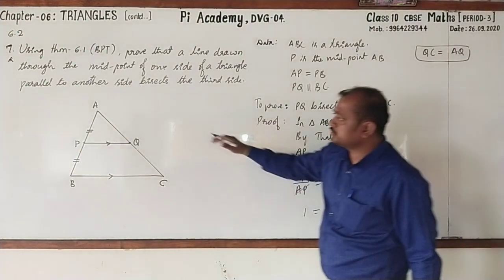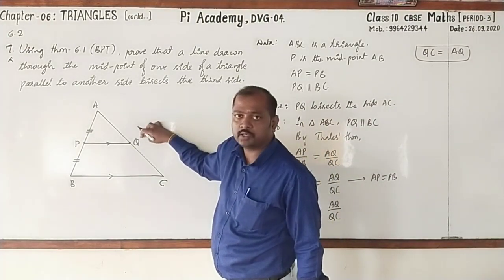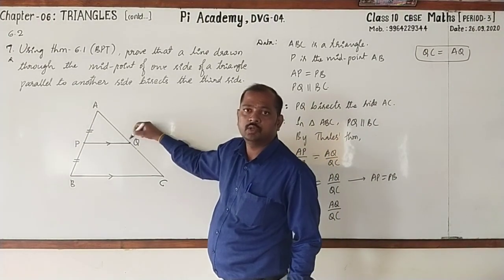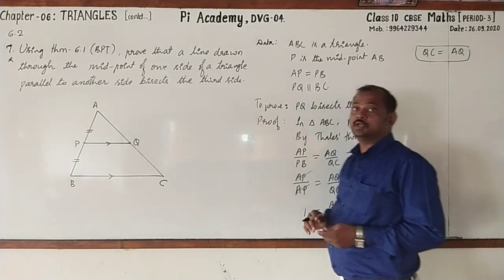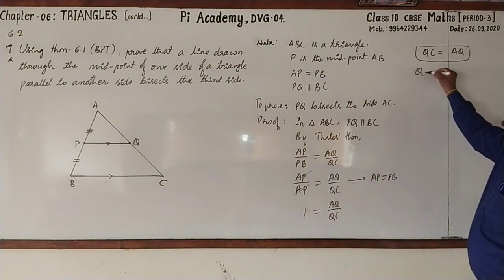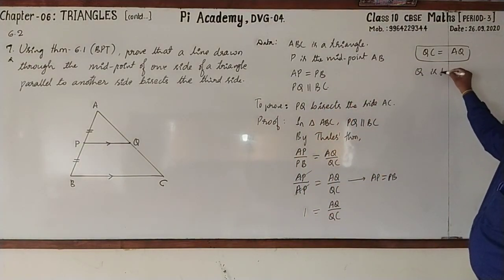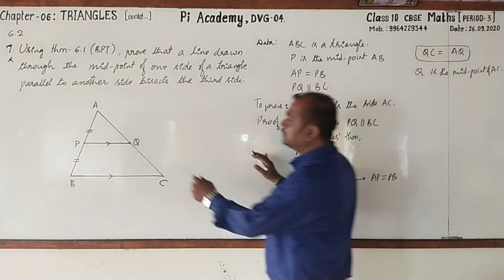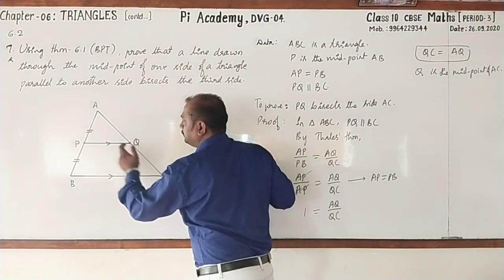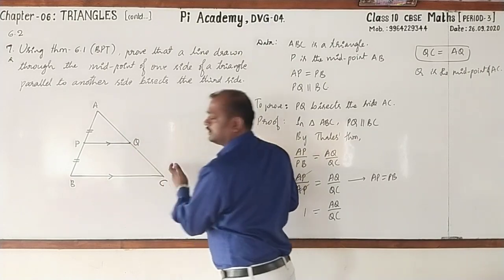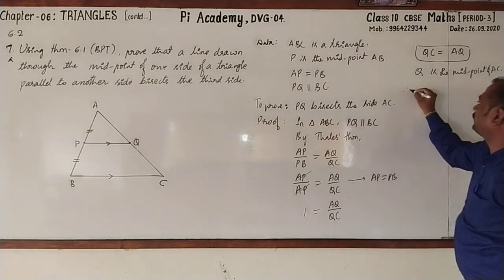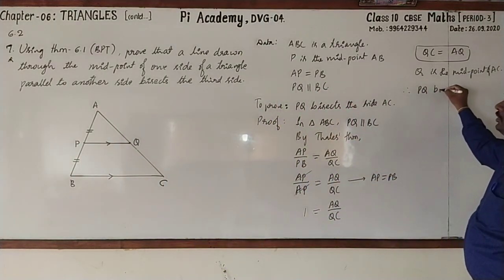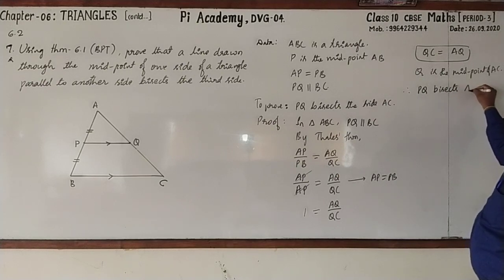If QC and AQ are equal, then what do you say about Q? Q will be the midpoint. So we can write Q is the midpoint of AC. Then if Q is the midpoint, we can say that PQ bisects AC. Therefore, PQ bisects AC.